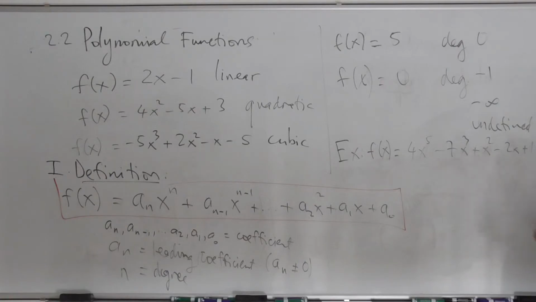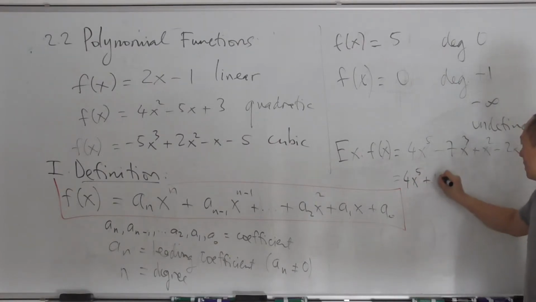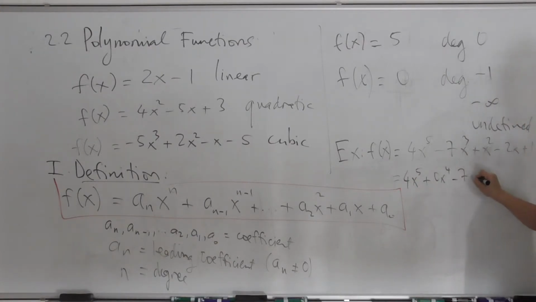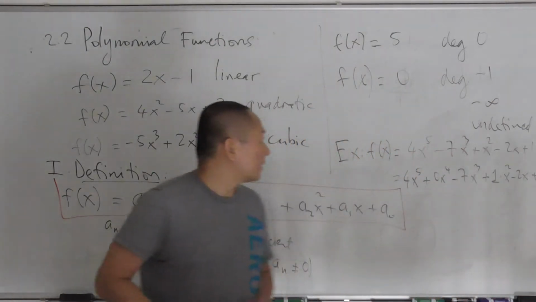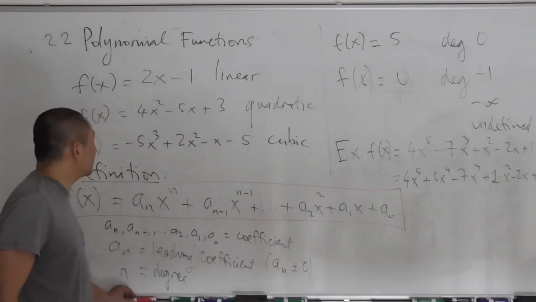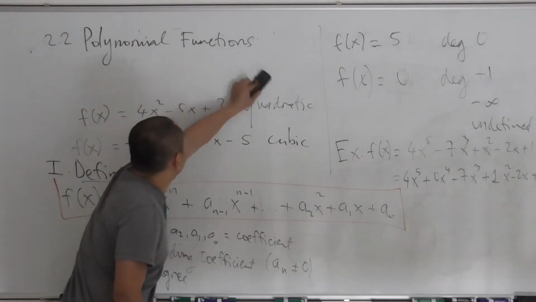Because actually in here we are missing a term, the x to the 4th term. So formally we should write it this way: 4x to the 5th plus 0x to the 4th minus 7x cubed plus 1x squared minus 2x plus 1. And you see all the coefficients coming out. But of course 0 times whatever equals 0, and that's why people don't write it. I just want to make sure that we really understand the polynomial completely. Okay, that's about the definition. Let's move on and talk about some basic properties of polynomial functions.